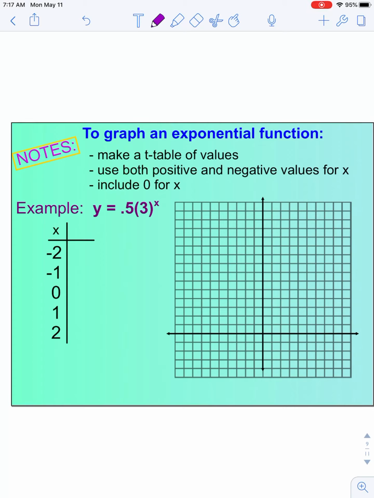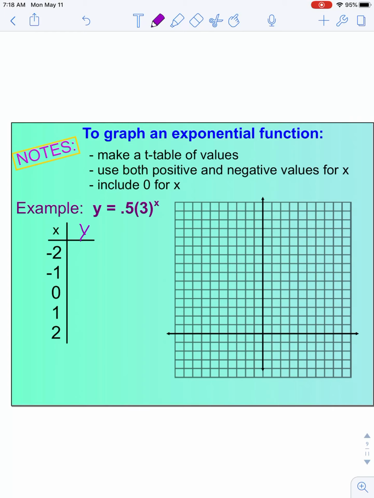So to graph an exponential function, what you do is you make a t-table of values. Make sure you use both positive and negative values for x. Plug them in, find the y values or the f of x values, however you want to, and make sure you include 0. And so a good place to start is just our old basic -2, -1, 0, 1, and 2.